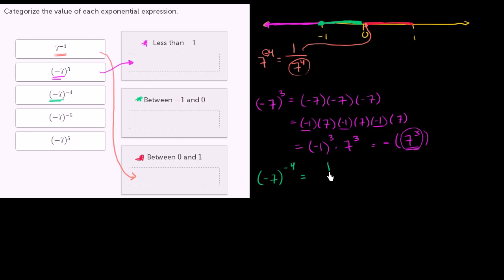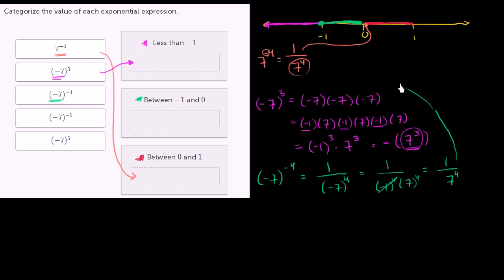So this is going to be 1 over -7, 1 over -7 to the 4th power. And once again, the same ideas we just saw over here, we could view this as 1 over -1 to the 4th power times 7 to the 4th power, which is going to be equal to -1 to the 4th power, which is just going to be equal to 1. So this is going to be equal to 1 over 7 to the 4th power. Well, we've already thought about what 1 over 7 to the 4th power is.